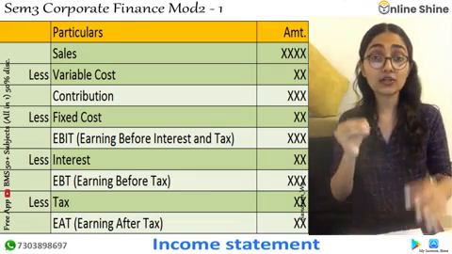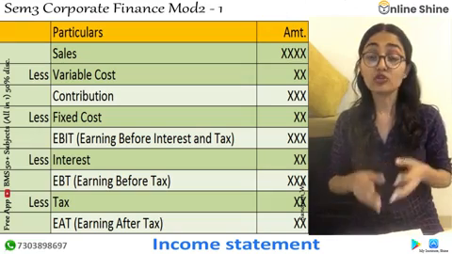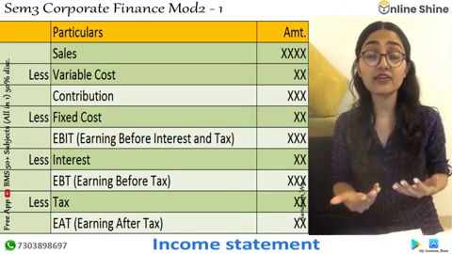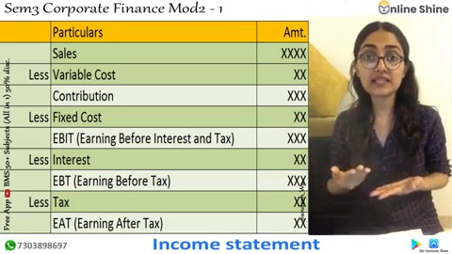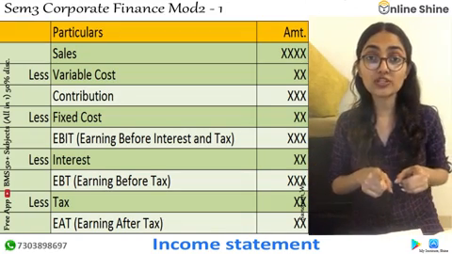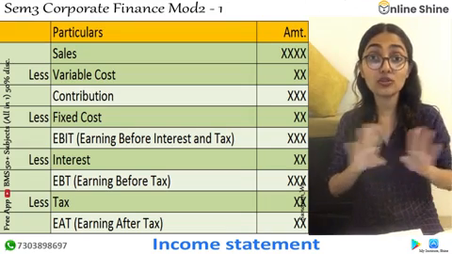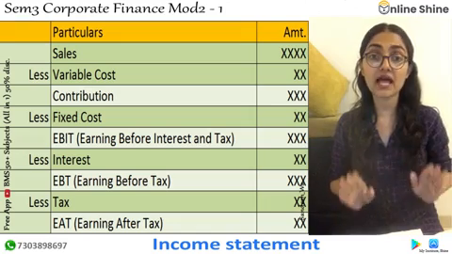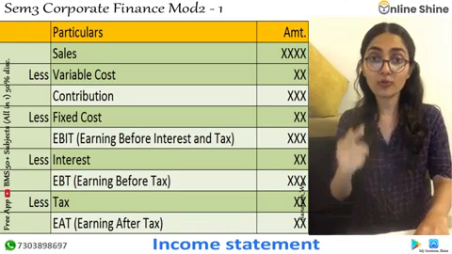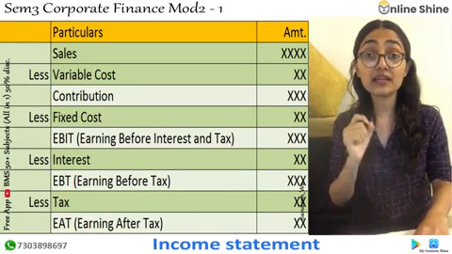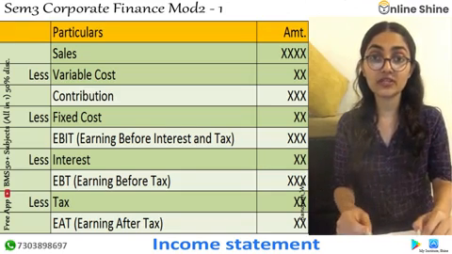Again, once you get the contribution, minus fixed cost. Fixed costs are costs which are fixed, which are not changing costs. They won't change. So if in the sum they have given double the sales amount, then variable cost will change but fixed cost will remain constant. Does fixed cost change? No, fixed cost remains the same, it remains as it is. After reducing fixed cost from contribution, you will get earning before interest and tax.